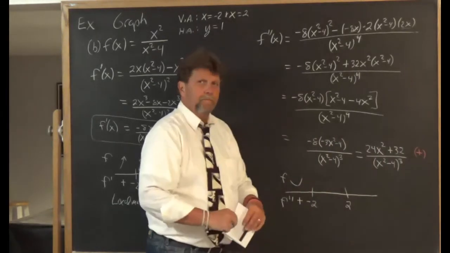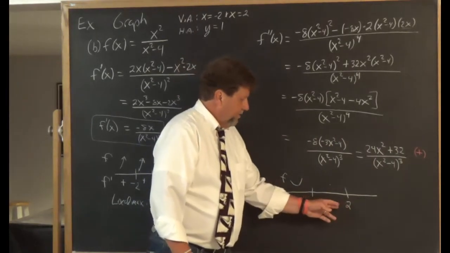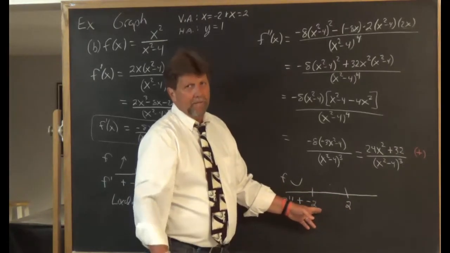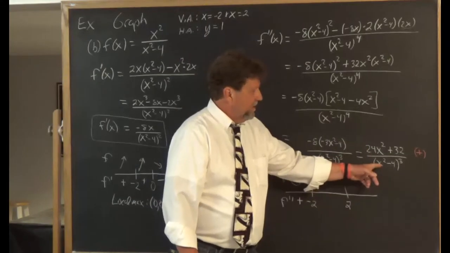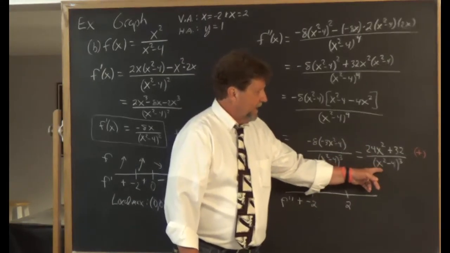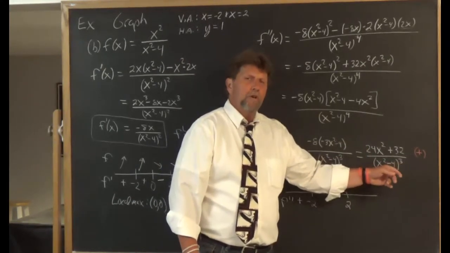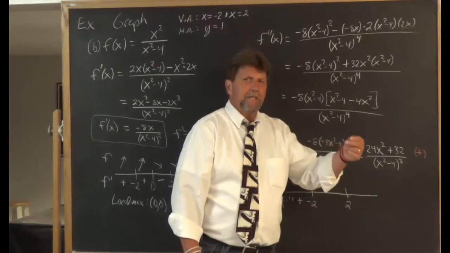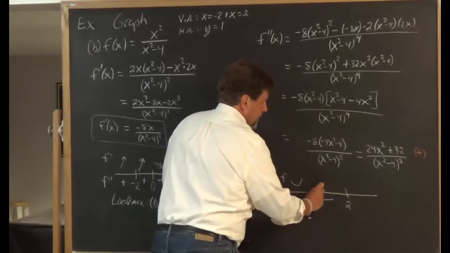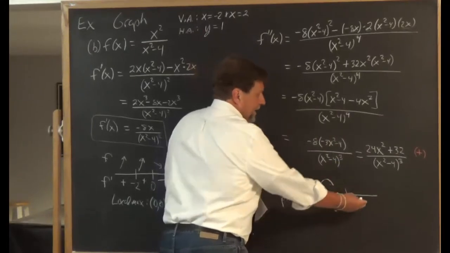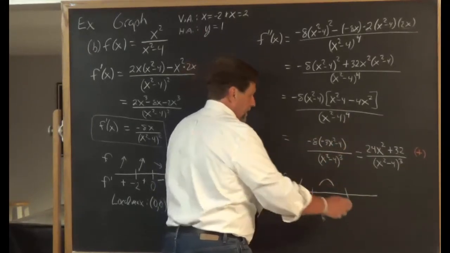Concave up. In this interval, pick any number I want. I pick 0. I know the numerator is positive, but when 0 comes in here for x, I end up with a negative 4 cubed. Negative 4 cubed is negative. Positive divided by a negative is negative. Concave down. And then out here, I'd probably pick 3.